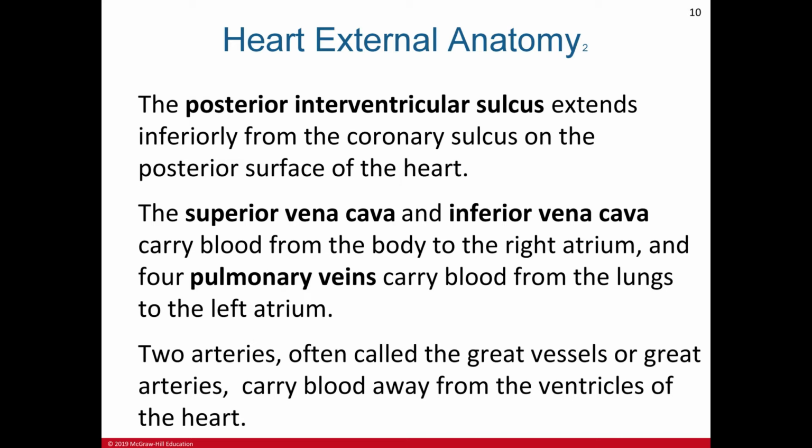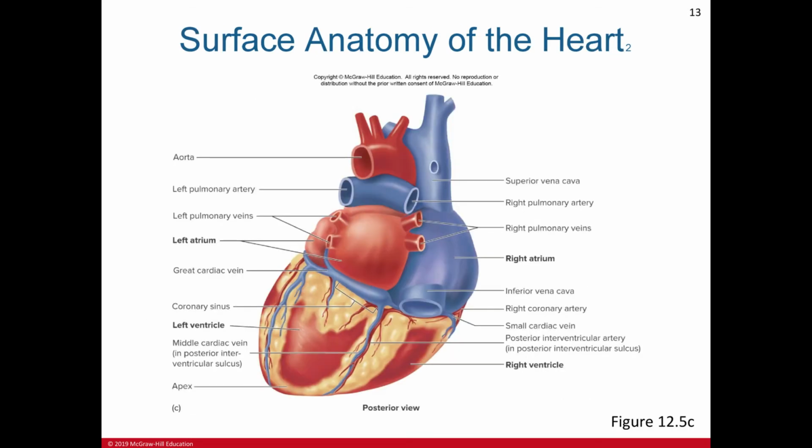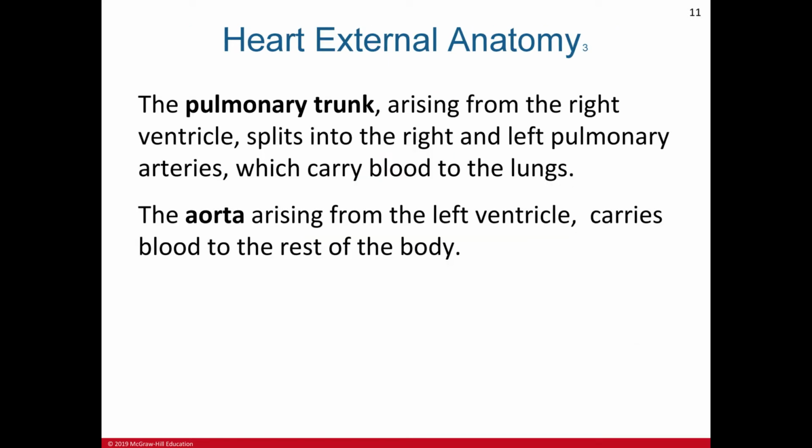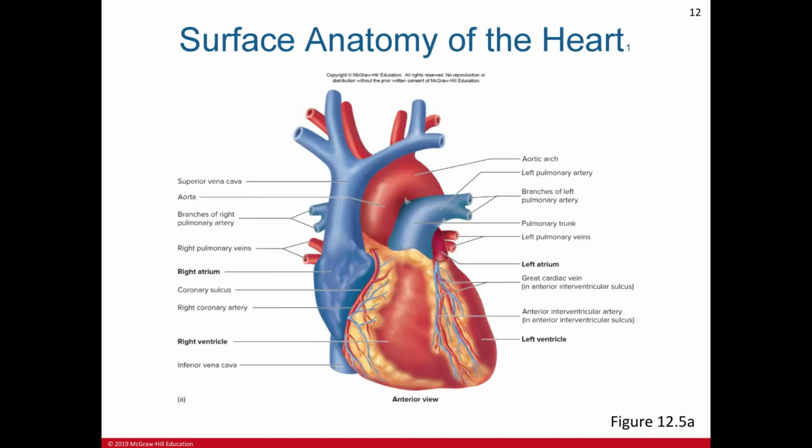The pulmonary veins carry blood from the lungs to the left atrium, while the great vessels, or great arteries, carry blood away from the ventricles of the heart. The pulmonary trunk arising from the right ventricle splits into the right and left pulmonary arteries, which carry blood to the lungs, while the aorta arising from the left ventricle carries blood to the rest of the body.